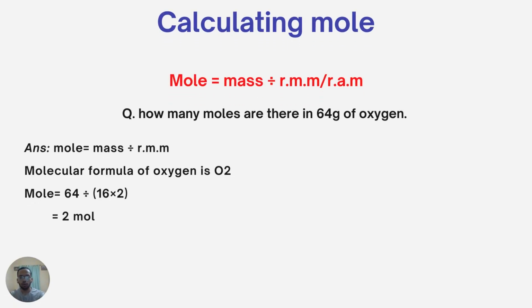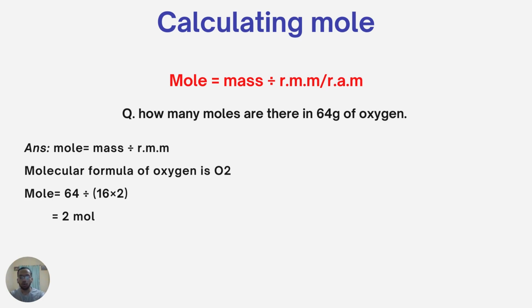Now, calculating mole. When the mass is given, we use this formula: mole equals mass divided by RMM or RAM. For example, a question is given here: how many moles are there in 64 grams of oxygen? We always have to remember that the mass has to be converted to grams.